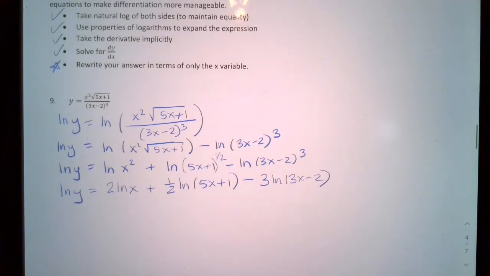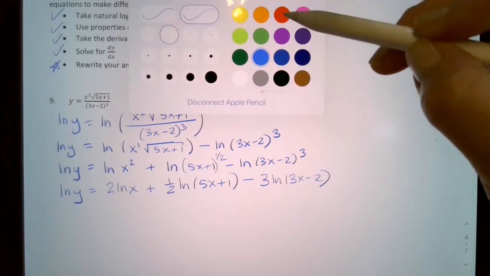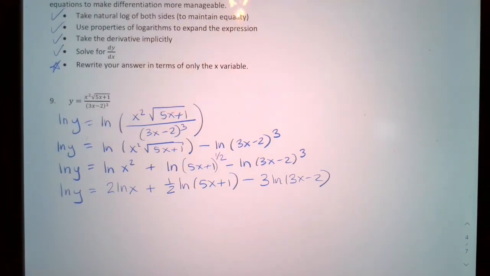So let's go ahead and do it. And by that I mean I am actually ready to take the derivative implicitly. I took an explicit equation and defined it implicitly. It no longer says y equals. It says natural log of y equals. So that's where I'm going to use my strategy of implicit differentiation.